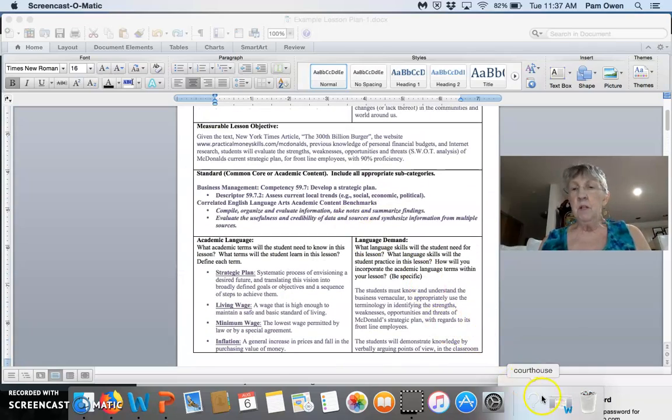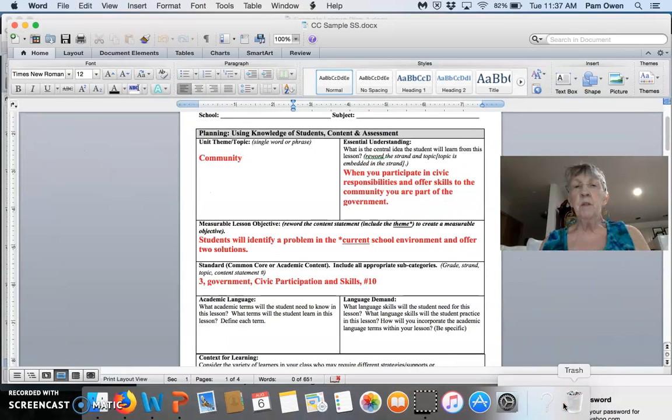Let me show you this. This is a very abbreviated kind of a lesson plan. It's about community. Overall essential understanding is the civic responsibility. Students will identify a problem in the current school environment and offer 2 solutions. So that's going to be easier to measure because there are 2 solutions. They either offer them or they don't.